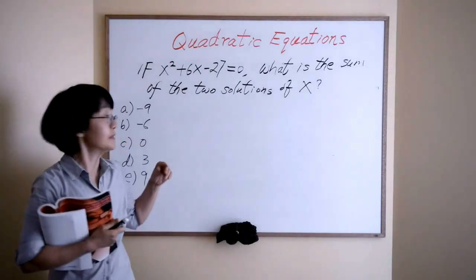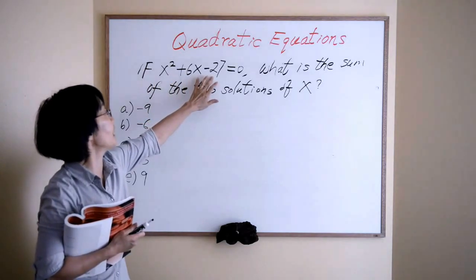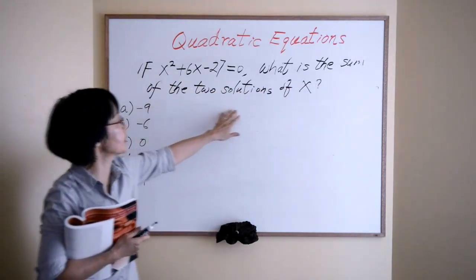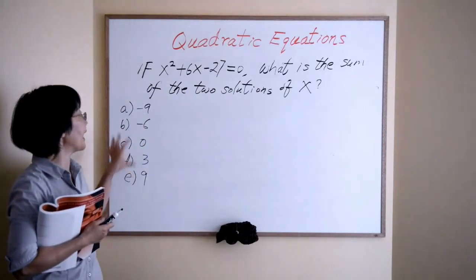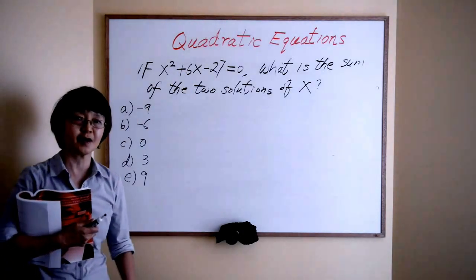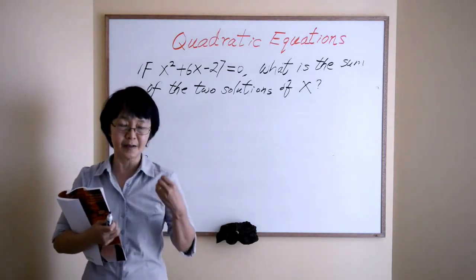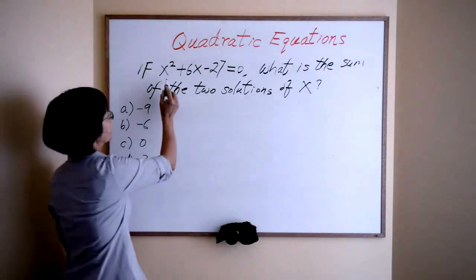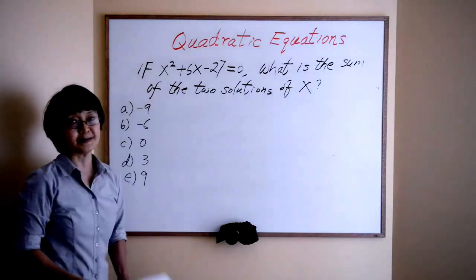Here is another question. If x squared plus 6x minus 27 equal to 0, what is the sum of the two solutions of x? Again, you can see that plugging into this equation and trying to guess the solution doesn't work. That's why it's very, very important that you actually learn the actual solving skills, okay? Now, here is another quadratic equation with 3 terms. So we call it a trinomial, okay?